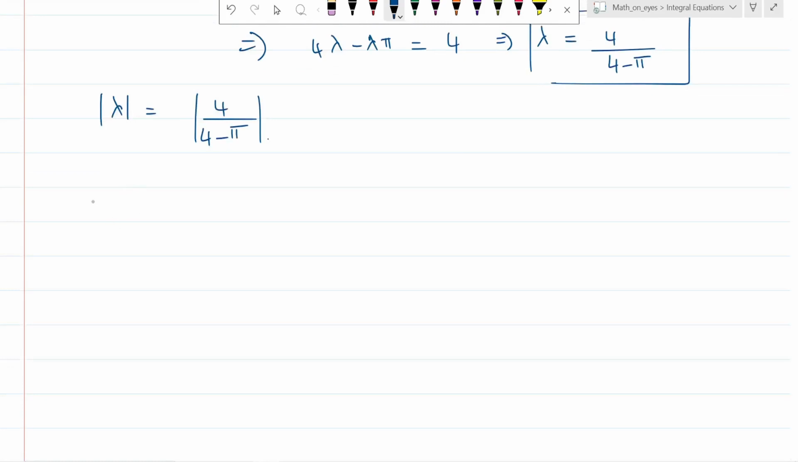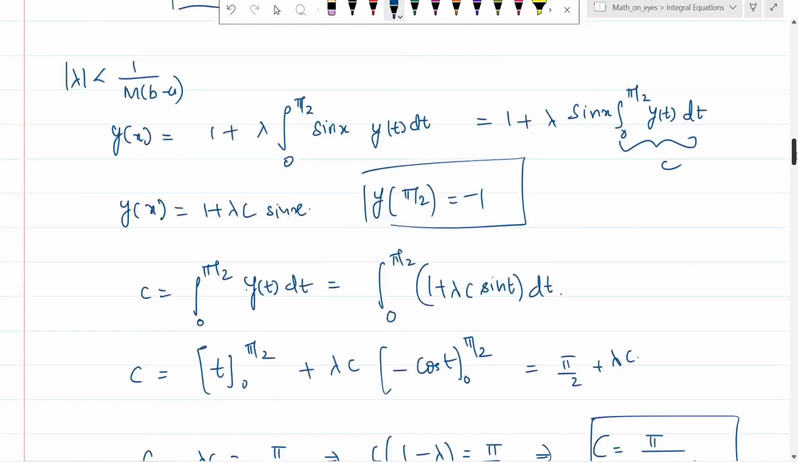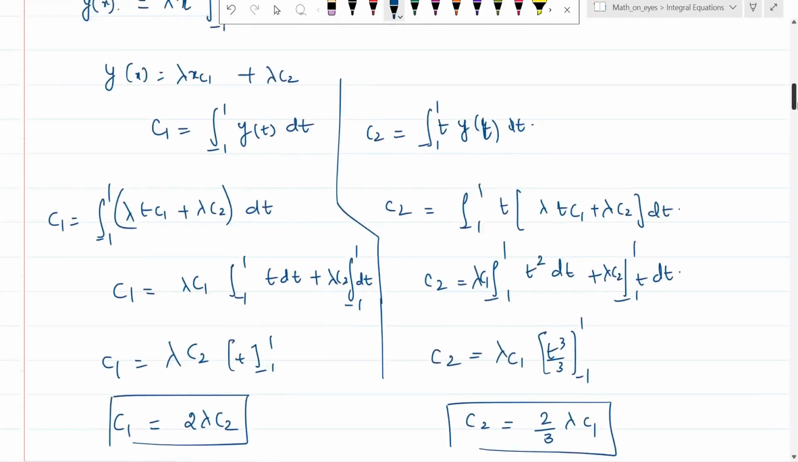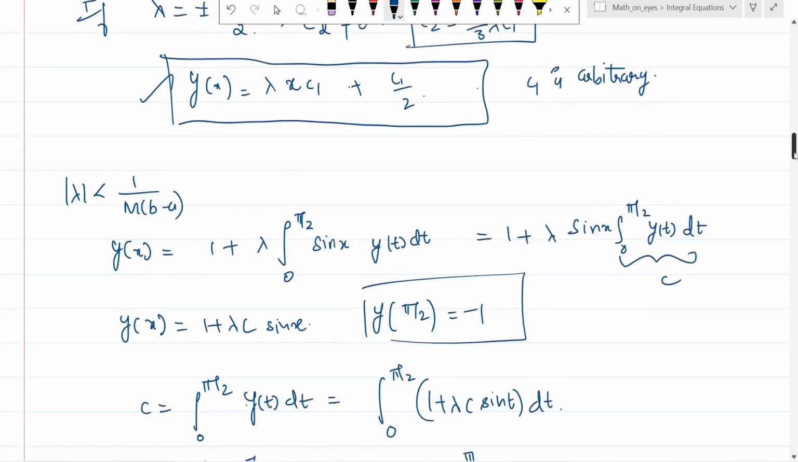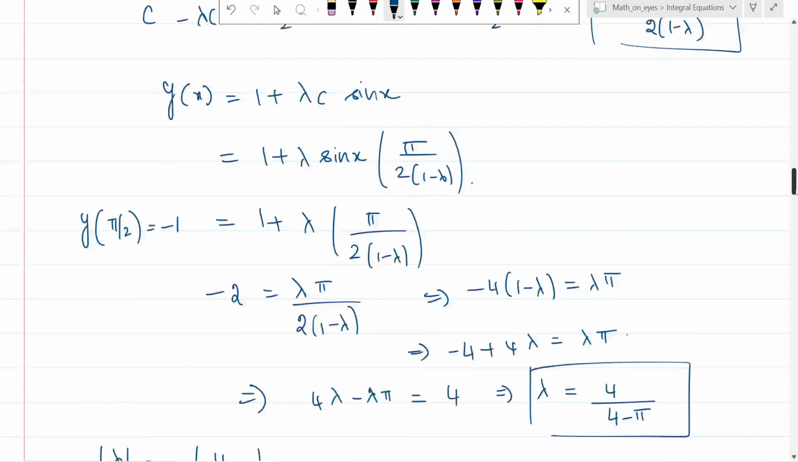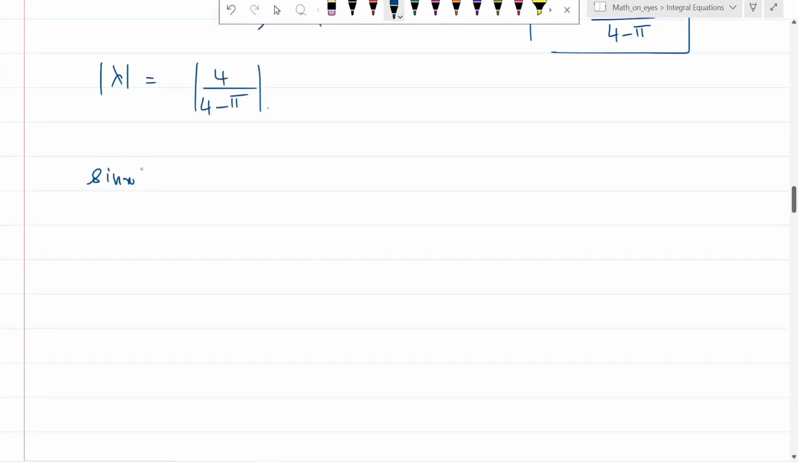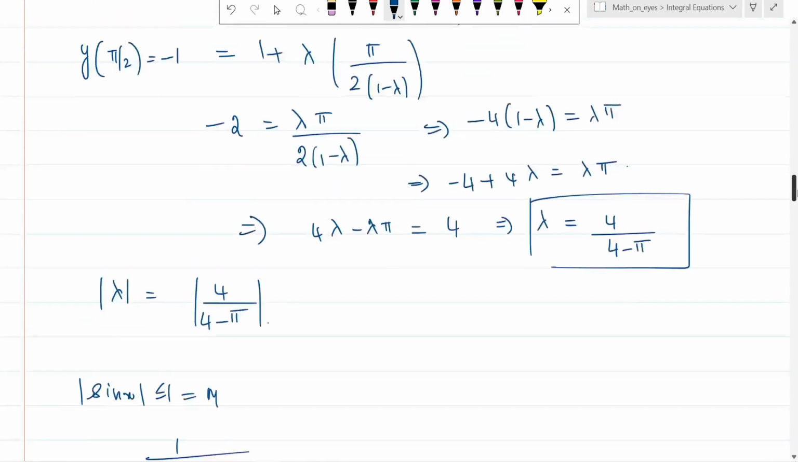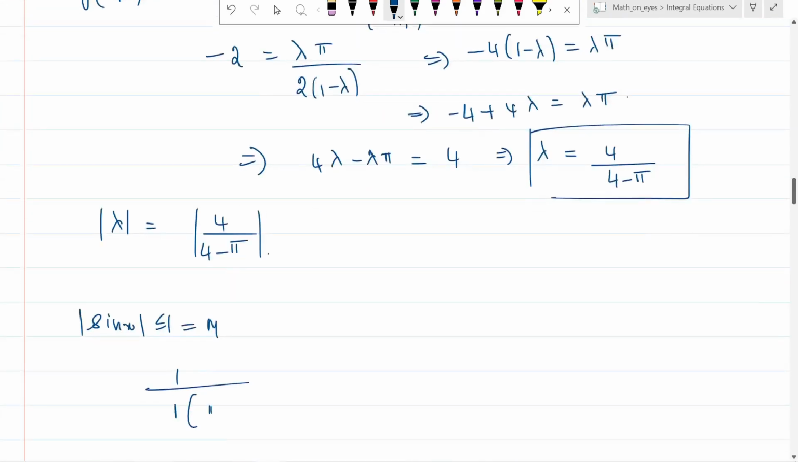Now here comes the verification. M is the bound of the kernel K of x comma t. Now we have the kernel as sine x. So we find the bound. The upper bound is 1, so modulus of sine x is less than or equal to 1. So we get M as 1. So 1 divided by 1 into the upper limit minus the lower limit. The upper limit is pi by 2, the lower limit is 0. So we find pi by 2 minus 0, which gives 2 by pi. So this is what our bound on lambda is. We should verify, is this our lambda or not?